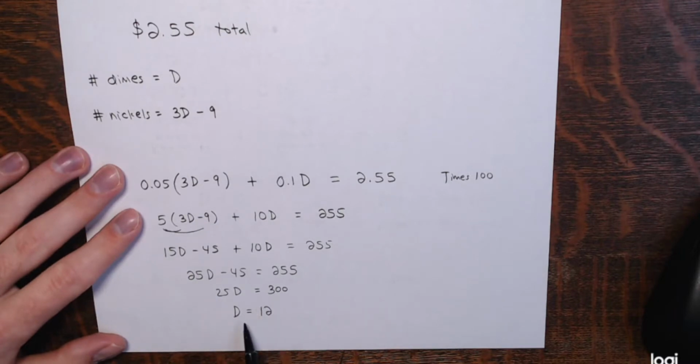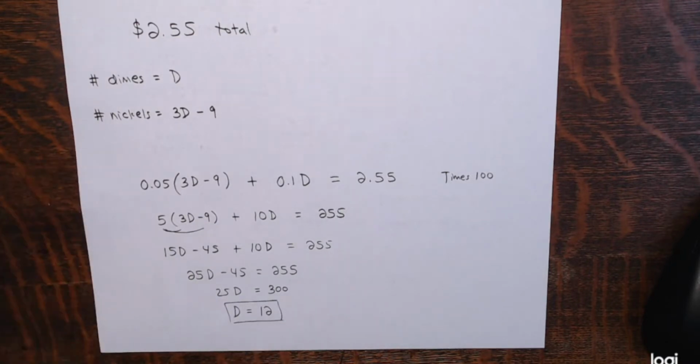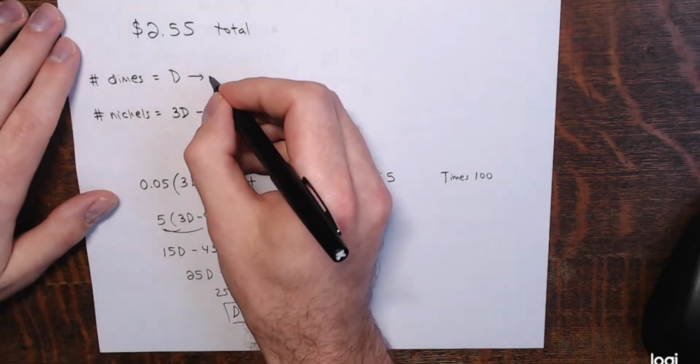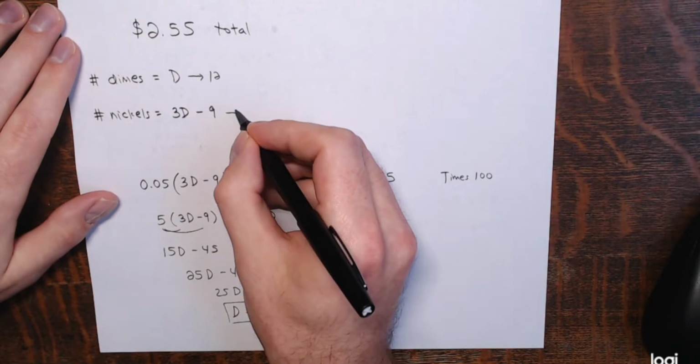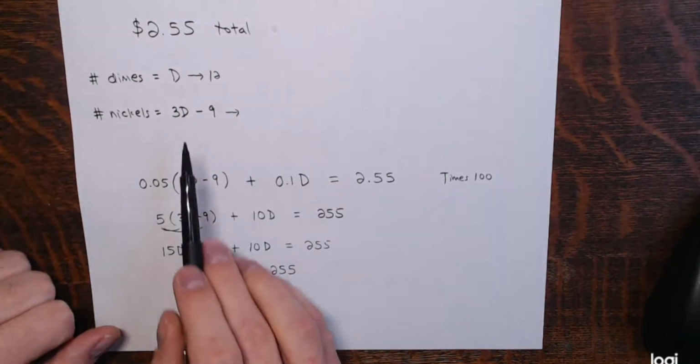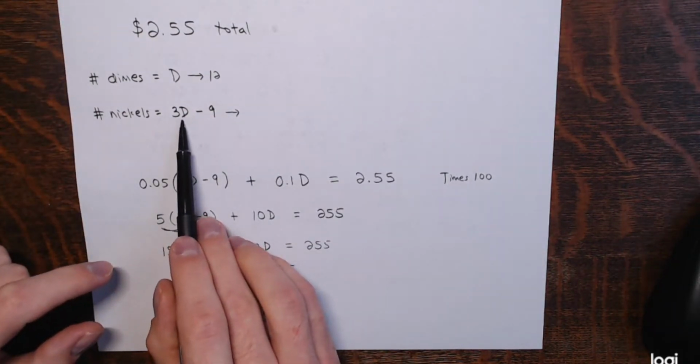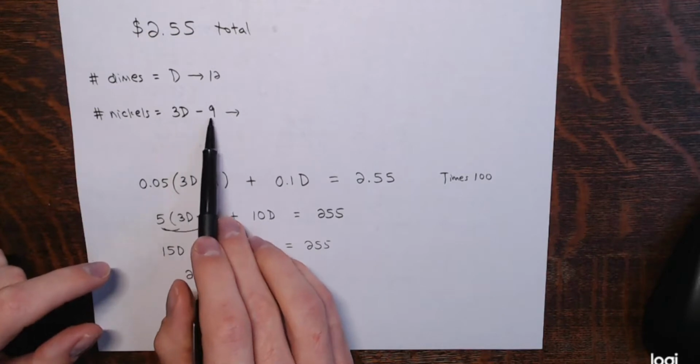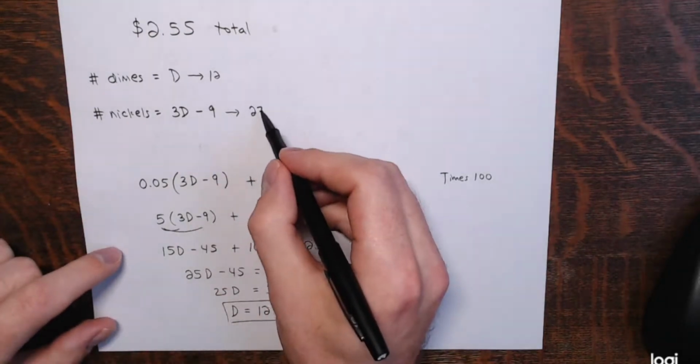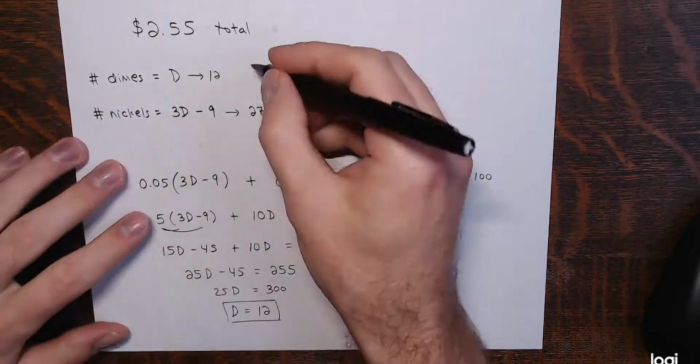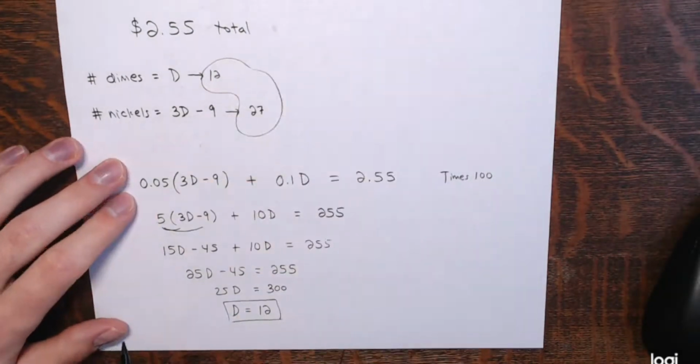All right. So there are 12 dimes. Right? That was what D represented. And then replacing D with 12, 3 times 12 is 36. 36 minus 9 is 27. There are 27 nickels, right? And this is what they're asking for. Number of dimes and nickels.